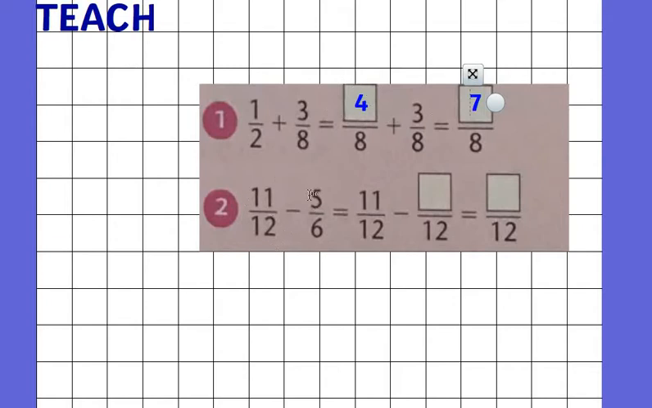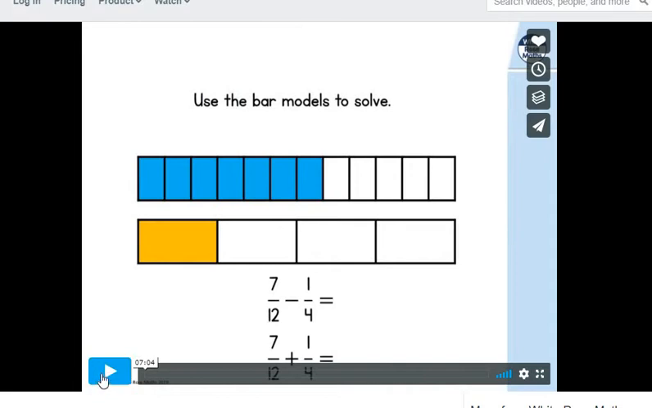And here, again, so that becomes 10/12. And again, we've got to check our operation. 11/12 take away 10/12 equals 1/12. Okay, just going to watch today's video, and this will help you in more detail with today's questions.